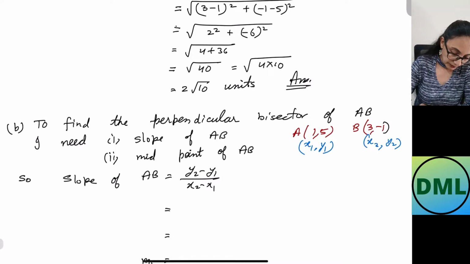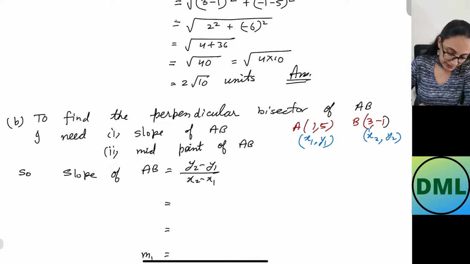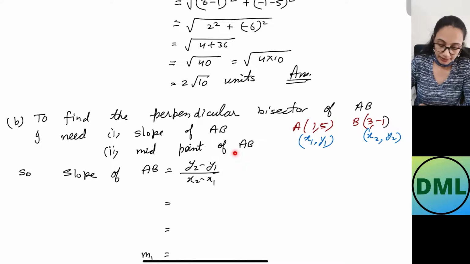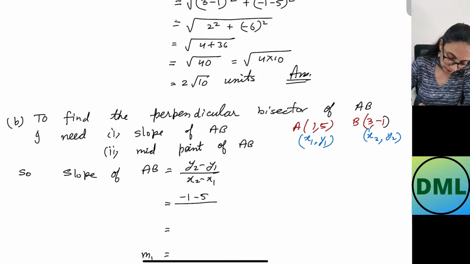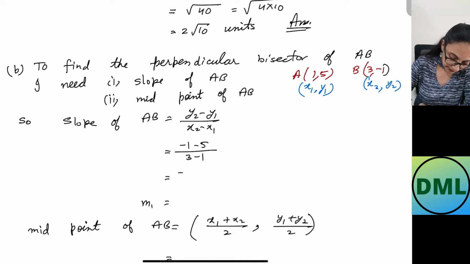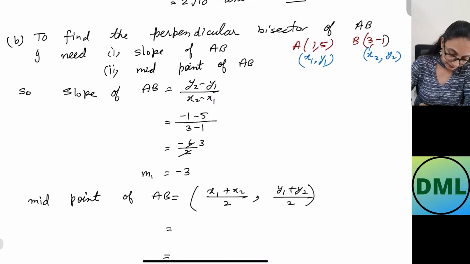Now to find the perpendicular bisector of AB, I need to first get the slope of AB and the midpoint of AB. So the point A is (1, 5), B is (3, -1). So the slope of AB is given by (y2 - y1) over (x2 - x1), that is (-1 - 5) over (3 - 1). Now let's solve this here. It will be -6 over 2. So it will get cancelled and it will be 3. So it will be negative 3.